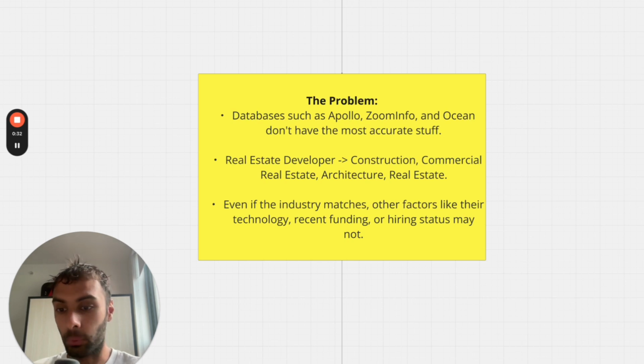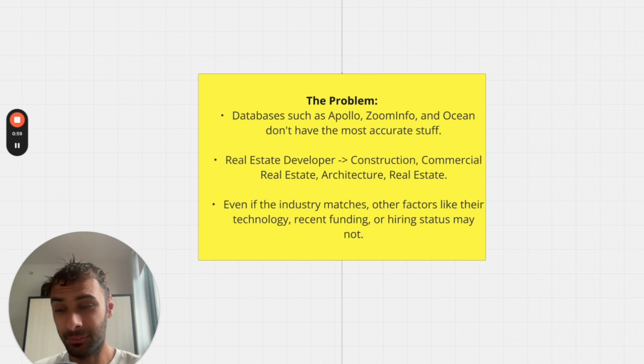So what I'm trying to say here is essentially you can go after an industry like real estate developer, but that real estate developer could be under construction. That real estate developer could be under commercial real estate. That real estate developer could be under architecture. And obviously this is not good because you don't want to pull out architecture companies. You only want to target real estate developer companies, right? So how do you actually go about finding high quality leads that match your ICP first?